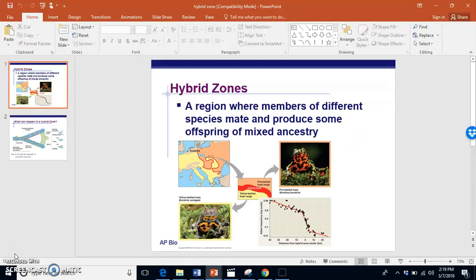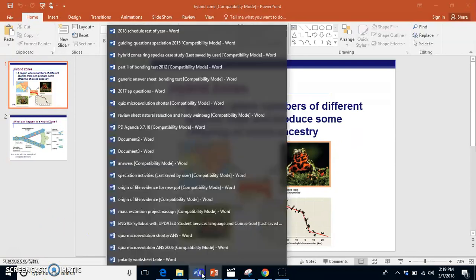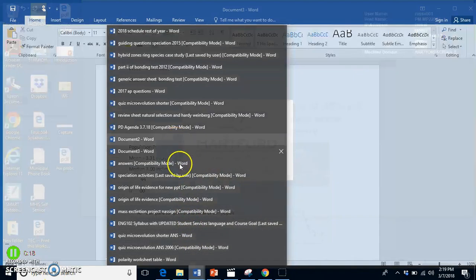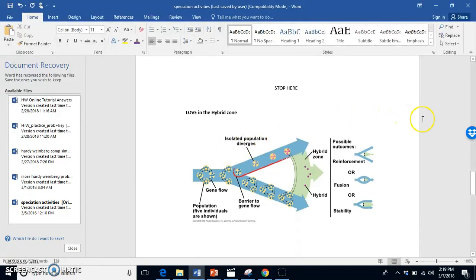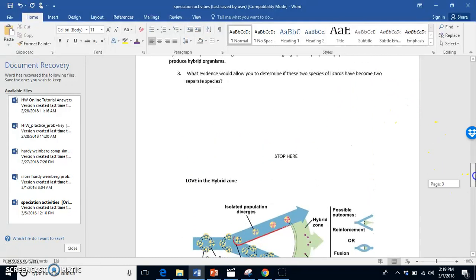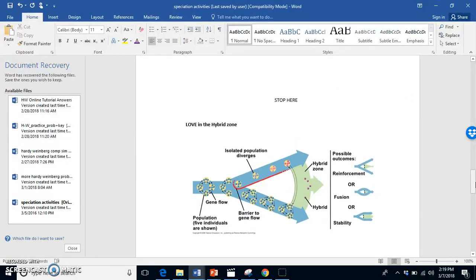Okay, so if you have been doing the homework, you should have all gotten to this point of the document where it says stop here. If we were in class, you would have worked on the first part of the questions as a group, and then we would have stopped and talked about this graphic here. So I'm now going to go to a PowerPoint, and the graphic is the same. We're going to talk about this graphic and what a hybrid zone is. So I would write whatever I talk about on the paper.